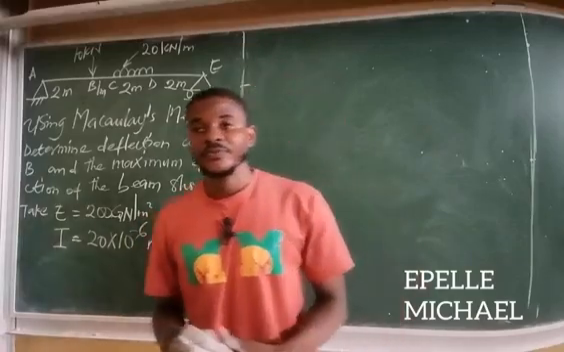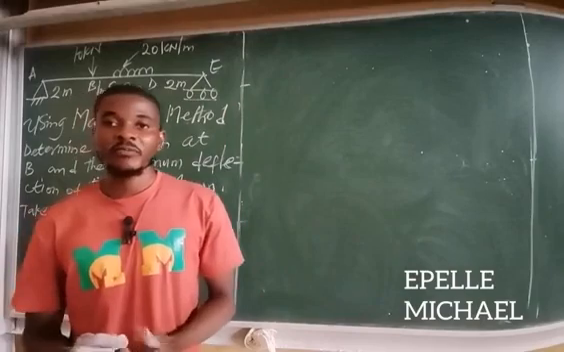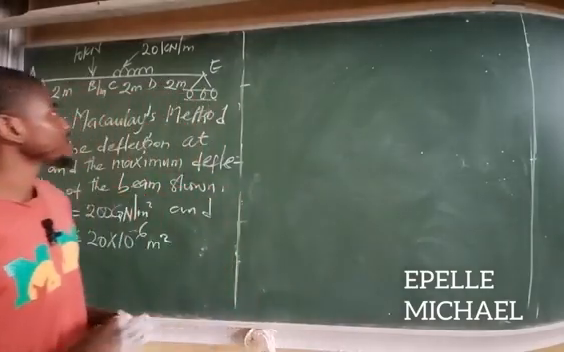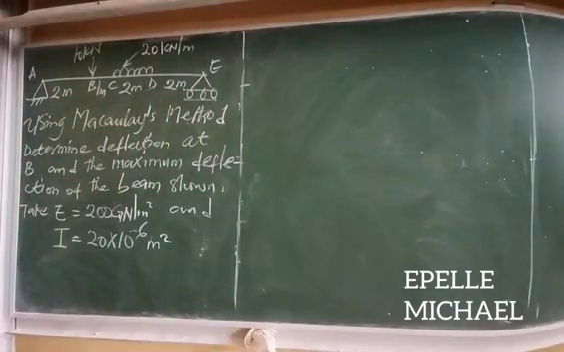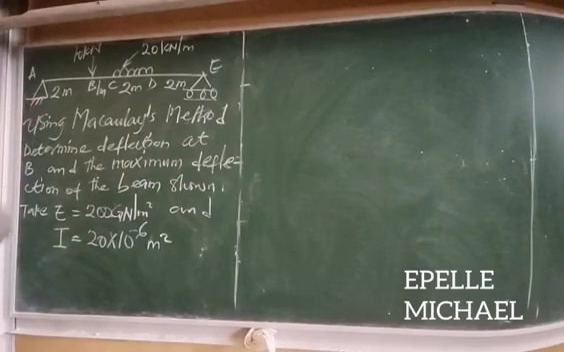All right, welcome. To follow up our series on Macaulay's method of beam deflection, let's say we are given this problem and we are asked, using Macaulay's method, to determine the deflection at B and the maximum deflection of the beam shown. We are given Young's modulus as 200 giganewtons per meter square and the moment of inertia as shown. So we'll have the beam here.